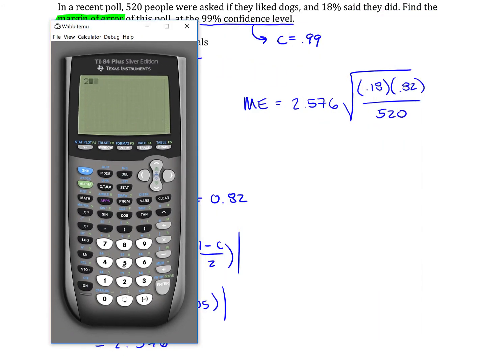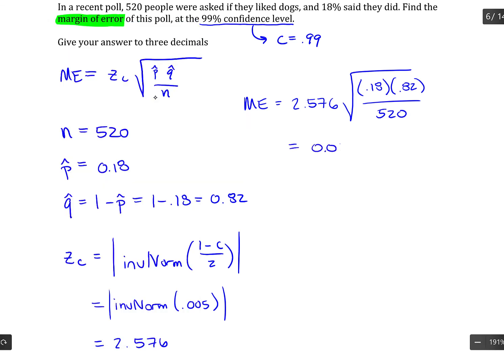So 2.576 times the square root of 0.18 times 0.82 divided by 520. You don't have to worry about parentheses under that square root. And we get 0.043. So there is the margin of error.